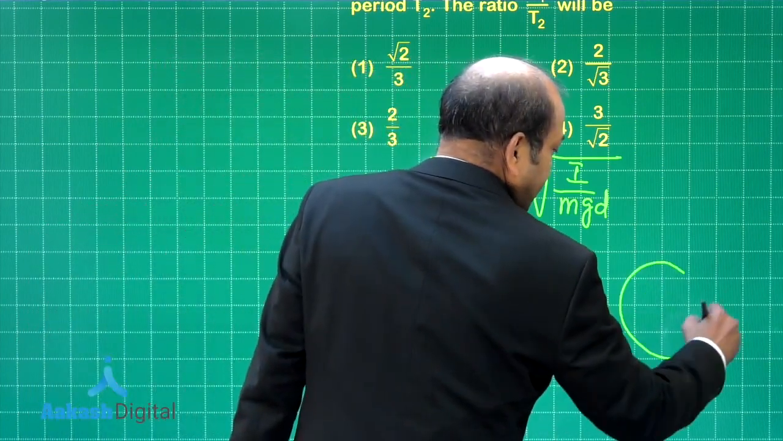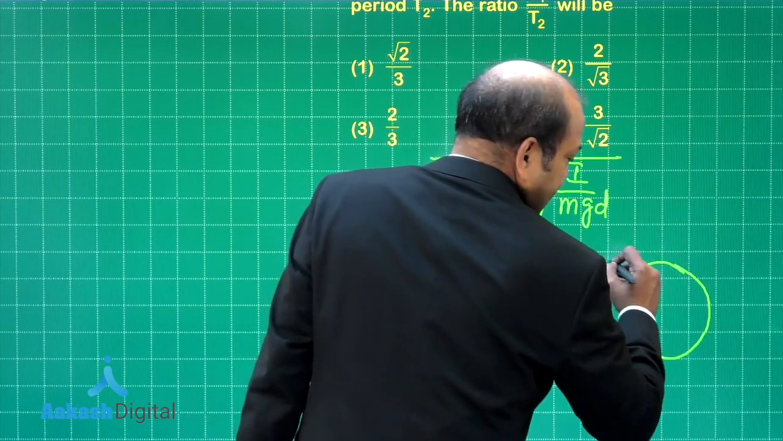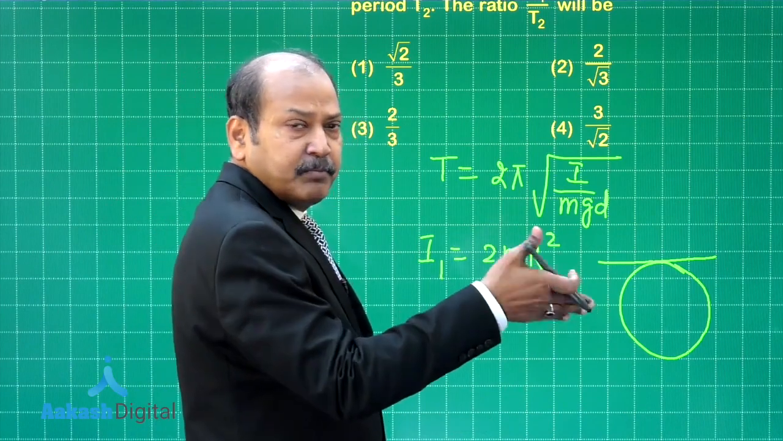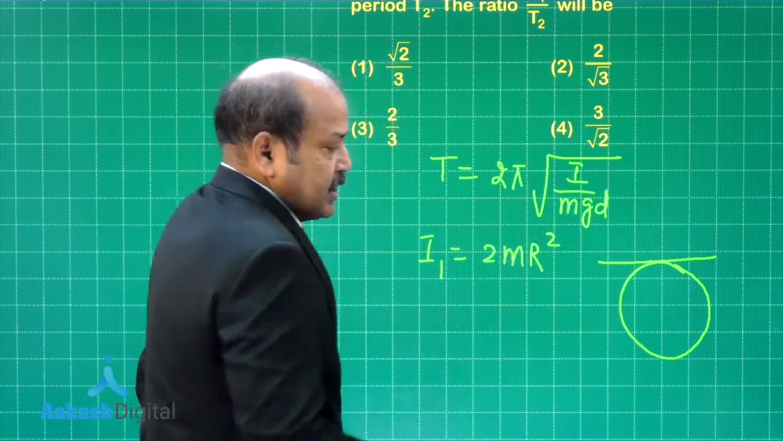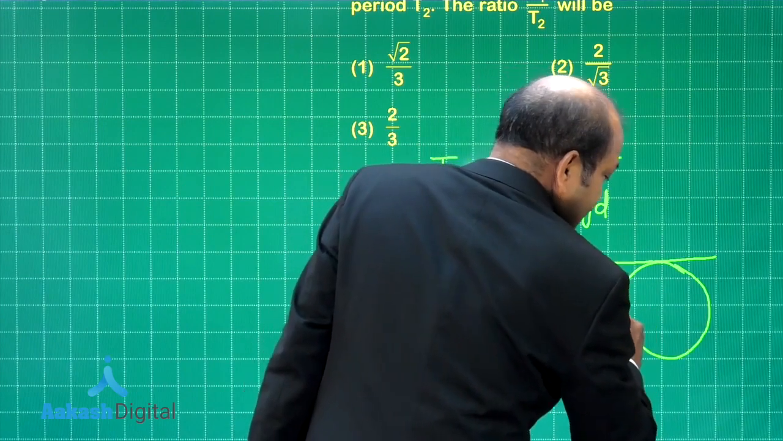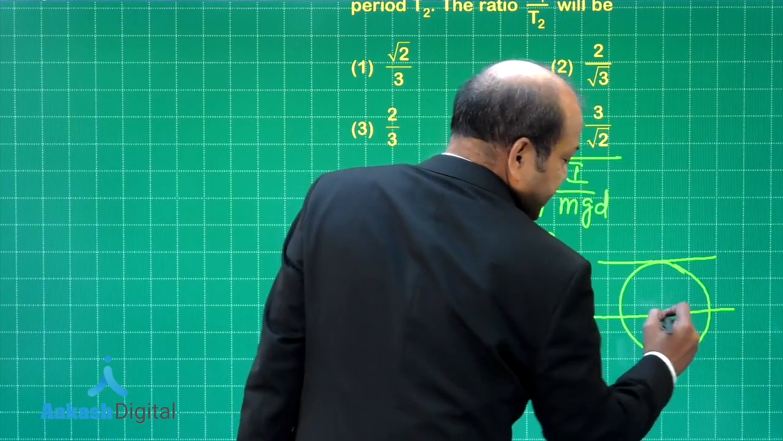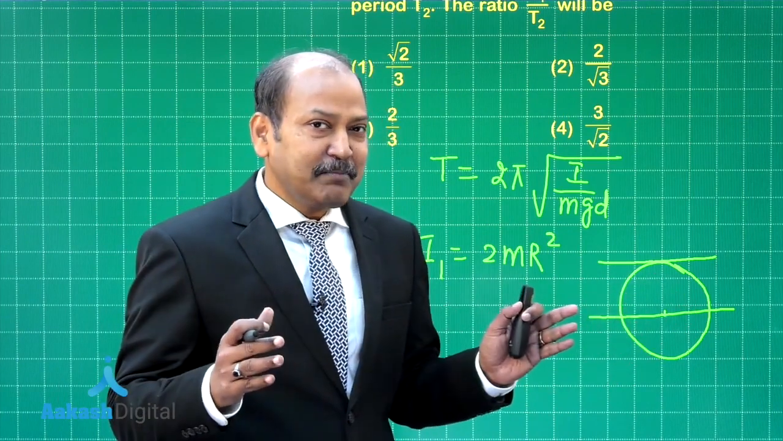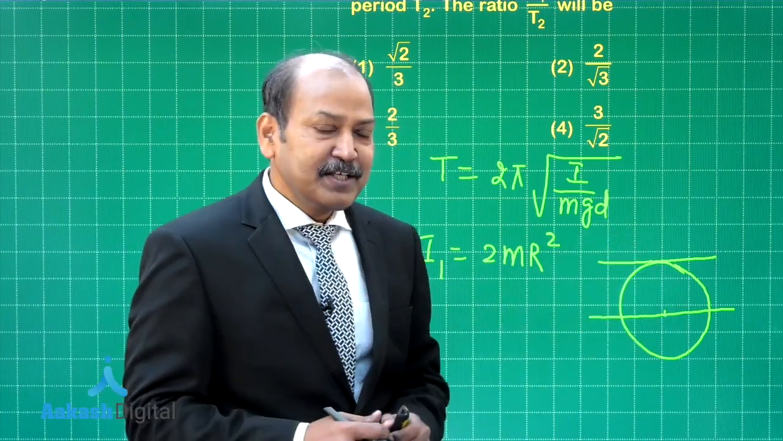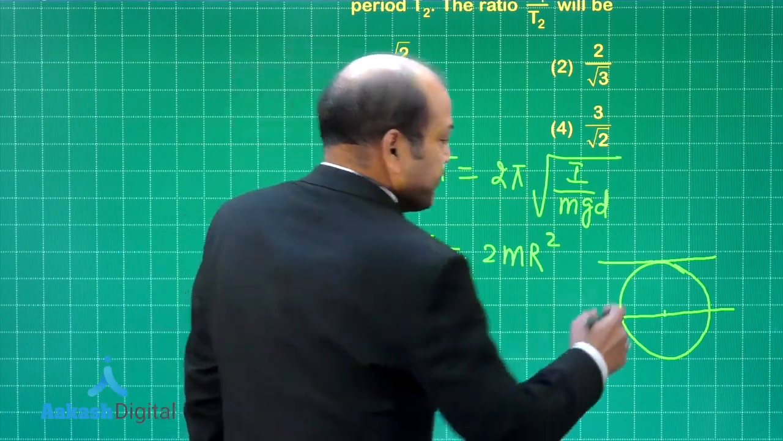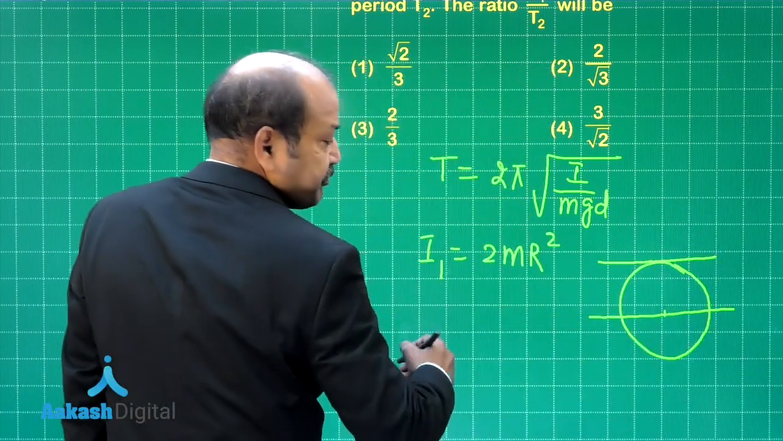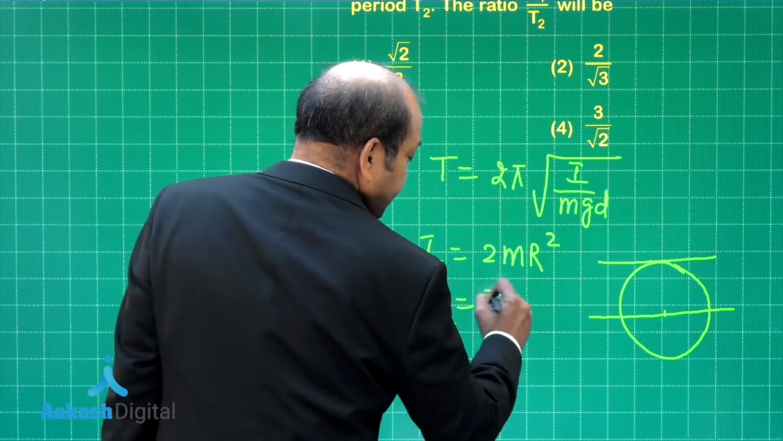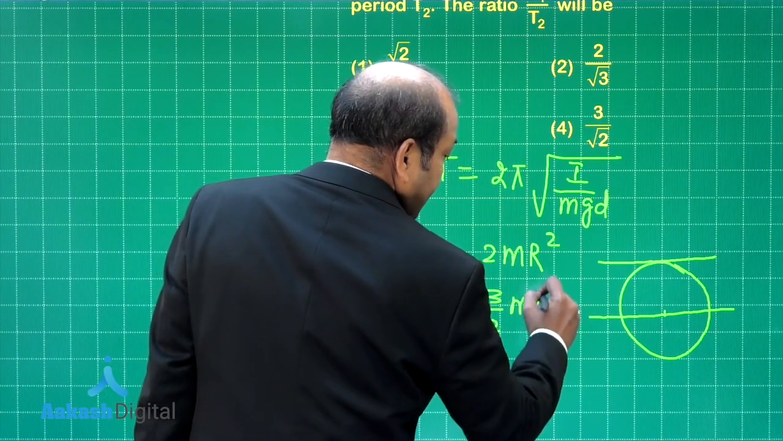If this is the ring and this is the axis about which it is made to oscillate in the second case, it is going like this, perpendicular to its plane. So, to find the moment of inertia about this axis, we start with the moment of inertia about a diameter. For a ring, the moment of inertia about the diameter is mr square by 2. So, we get the moment of inertia about this axis as mr square by 2 plus mr square, that is 3 by 2 mr square. So, let me put it here. I2 is equal to 3 by 2 mr square.